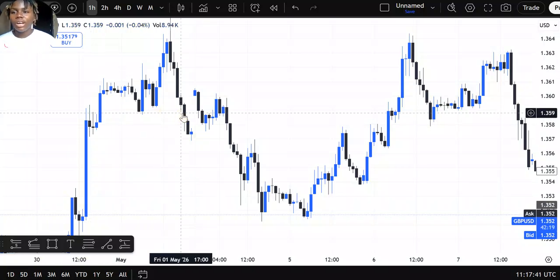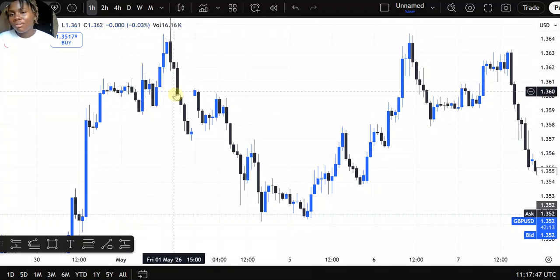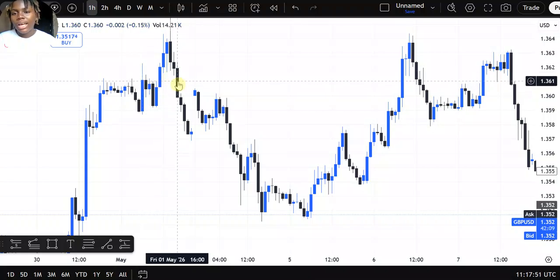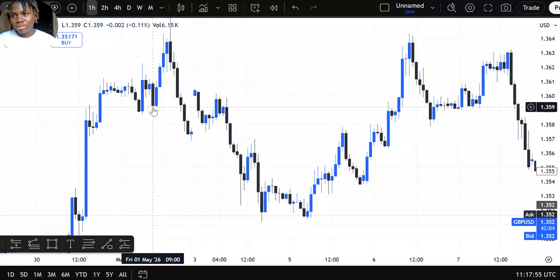But now, change of character, this is the difference. This is a support level, and then price comes back. It's supposed to just come back around somewhere here and then continue the trend. But no, it broke the support level, broke the higher low.